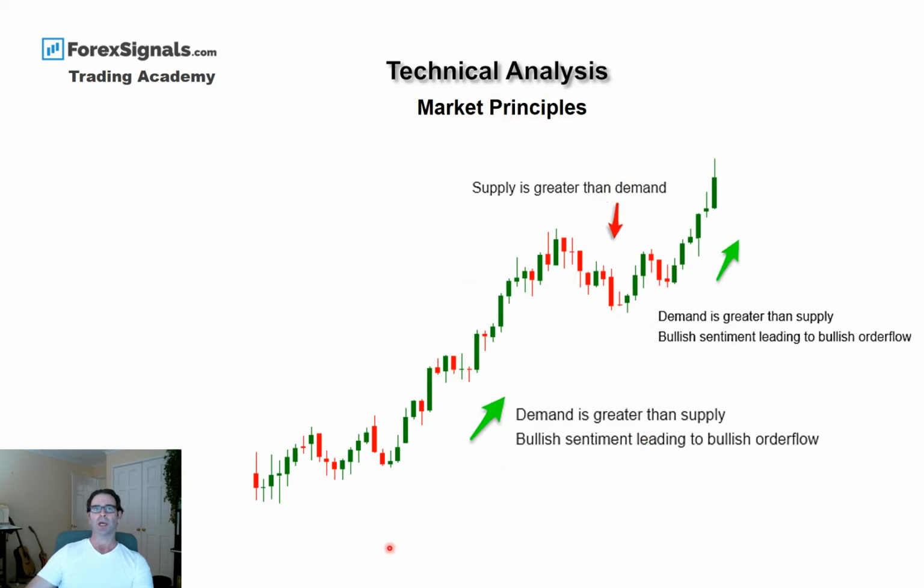So here's another example where we can see prices pushing up. We can see suppliers entered the market here, which is likely profit taking. We can see demand has come back in, bullish sentiment. We can see suppliers come back in. We can see this period here is probably a period of indecision. But we can see that demand has become greater than supply. And we can see that then the bullish sentiment has led to continuing higher prices.